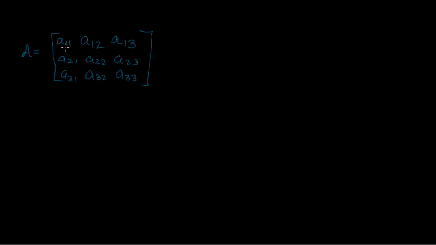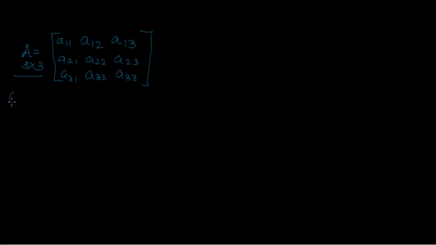A11 means first row, first column; first row, second column; first row, third column. The first number represents the number of the row, and the second number represents the number of the column. Second row, first column; second row, second column; second row, third column, and so on. So this is a rectangular arrangement of 3 by 3. Basically it is a square matrix because it is of order 3.